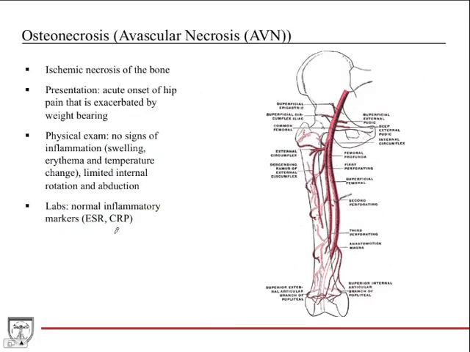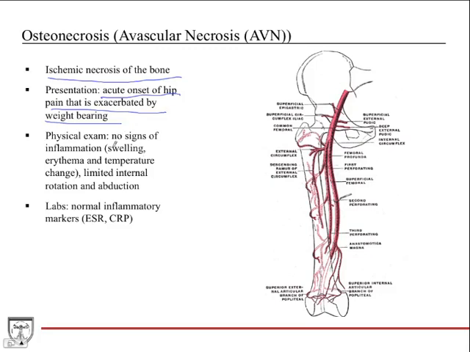Osteonecrosis, also known as avascular necrosis or AVN. This, by definition, is ischemic necrosis of the bone. So you've cut off the blood supply, it's developed ischemia, and then the tissue starts to die. Hence the necrosis. And it's just like ischemia anywhere else in the body, like with a heart attack, a stroke. Presentation, it's acute onset of hip pain that is exacerbated by weight bearing. So they tell you they have this hip pain, and then it gets worse when they go to put weight on it.